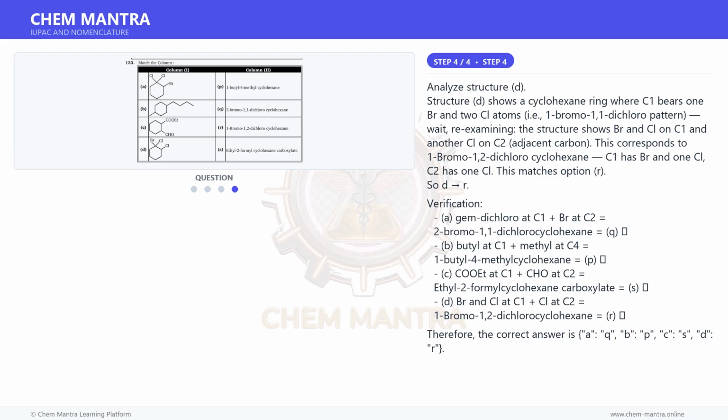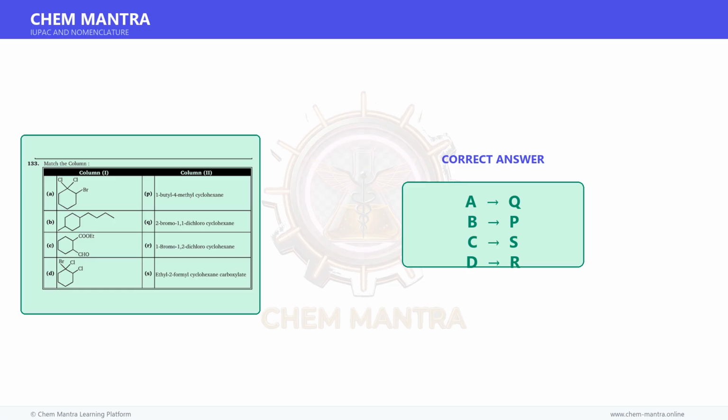Therefore, the correct answer is A, Q, B, P, C, S, D, R. Therefore, the correct matching is A matches Q, B matches P, C matches S, D matches R.